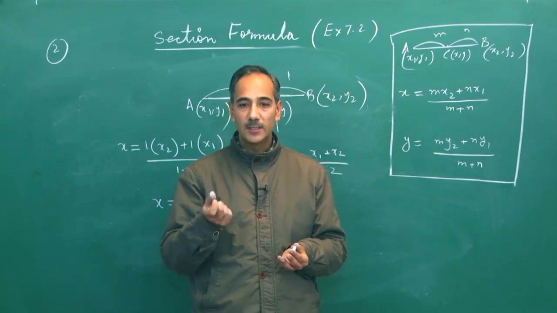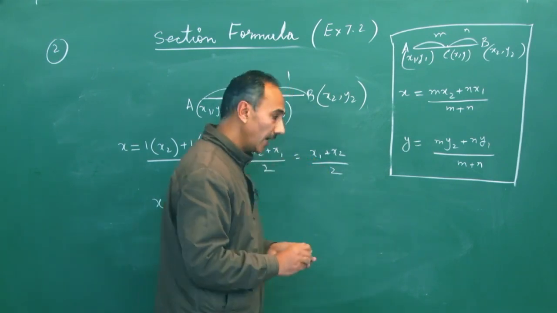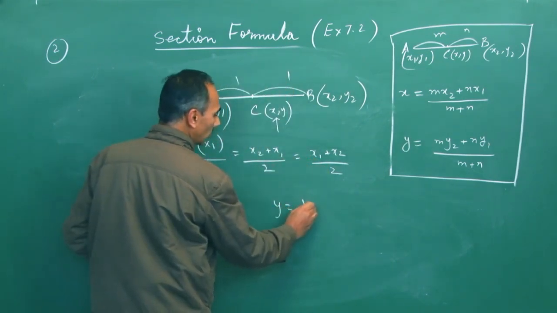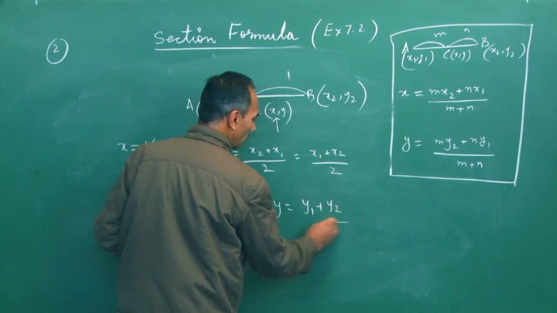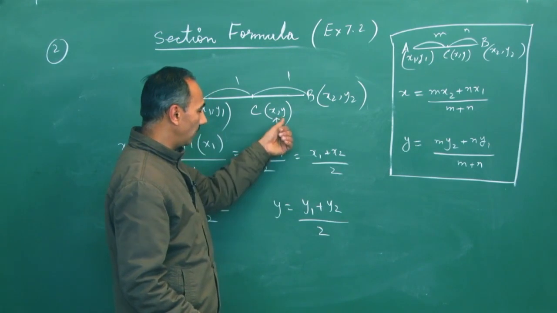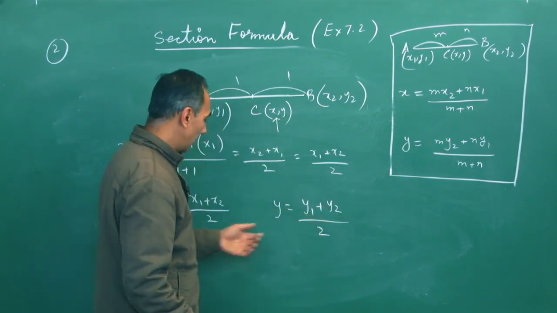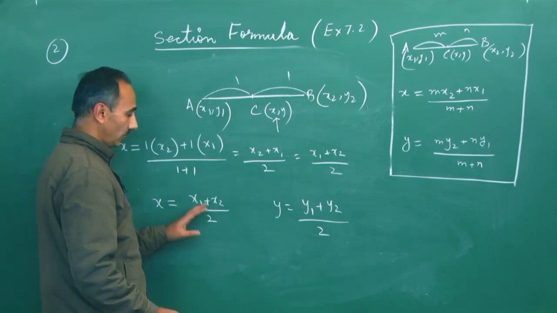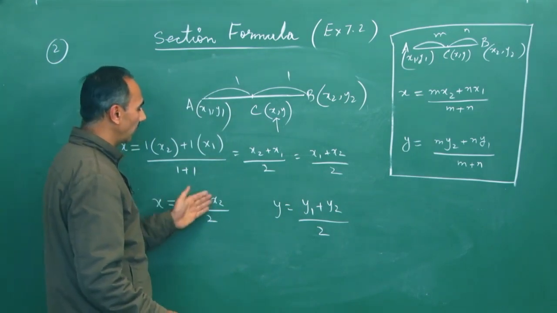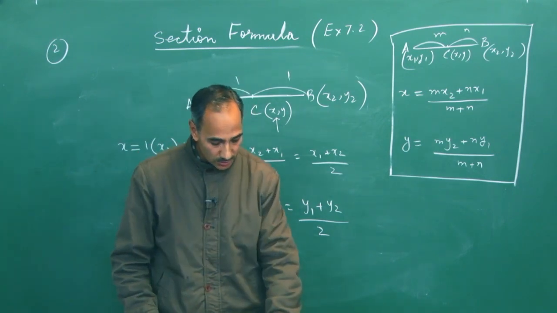Similarly, the y coordinate of the midpoint is the sum of the y coordinates of the endpoints. That means y is equal to y1 plus y2 upon 2, which is also to say the y coordinate of the midpoint is the mean of the y coordinates of the endpoints. The x coordinate is the mean, or otherwise you would say the sum of the x coordinates of the endpoints. So we could have used this for question 2.